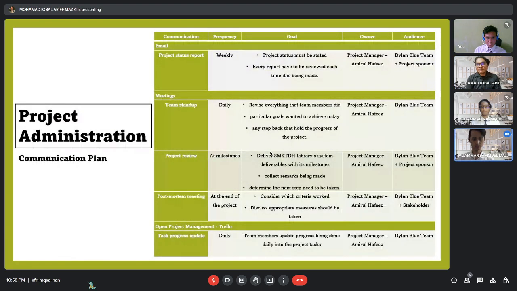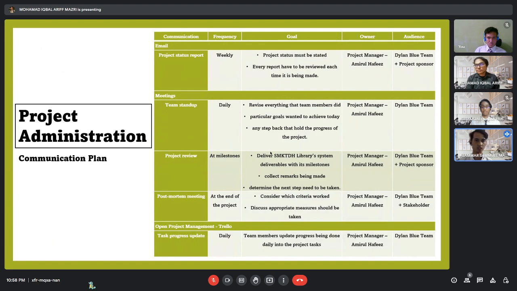Okay, for this part, this is the project administration part. For the Dylan Blue communication plan, we have 3 different communication methods: emails, meetings, and open project management. Each communication has a different frequency and certain type of goals. For the emails, we have the project status report weekly for each project status to be stated for the team members of the Dylan Blue team plus the project sponsors.